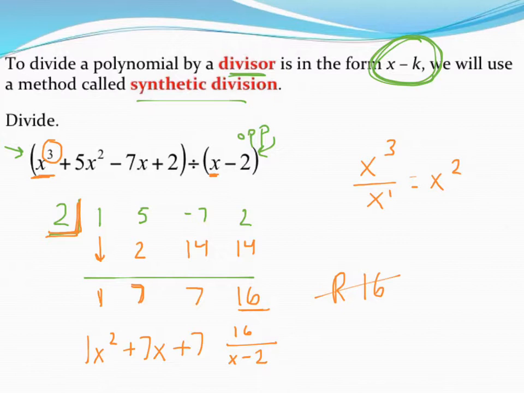And we do need to make sure that we have some kind of sign between our constant and the remainder, so I'm going to throw a little plus sign in there. So this is going to represent my quotient: 1x squared plus 7x plus 7, and then plus the remainder, which is 16 over x minus 2. And that's how synthetic division works.